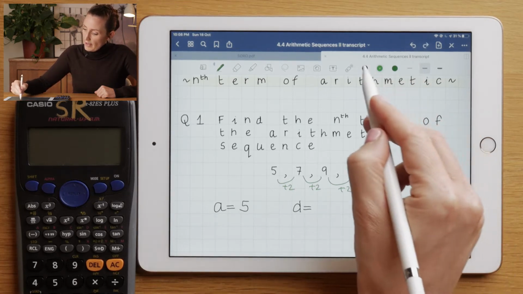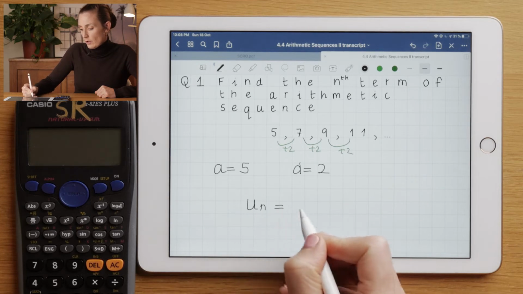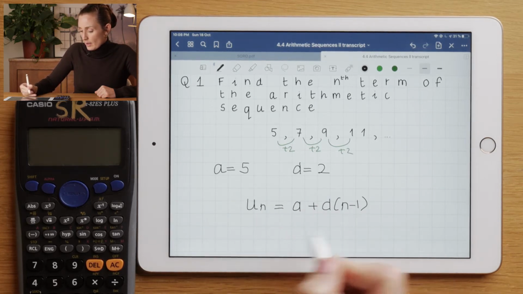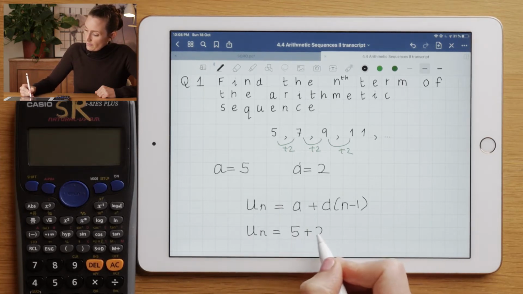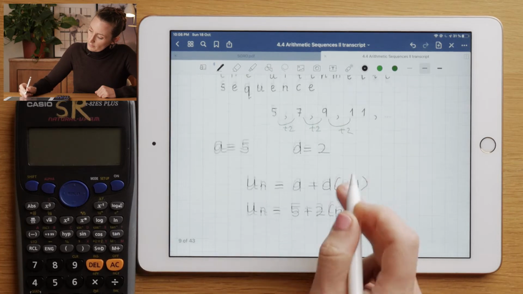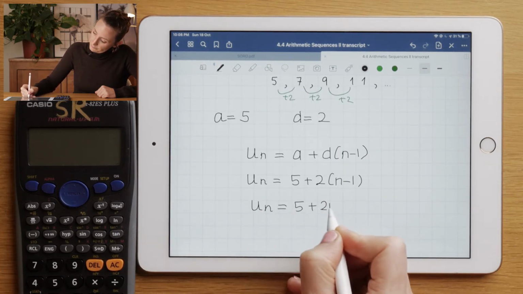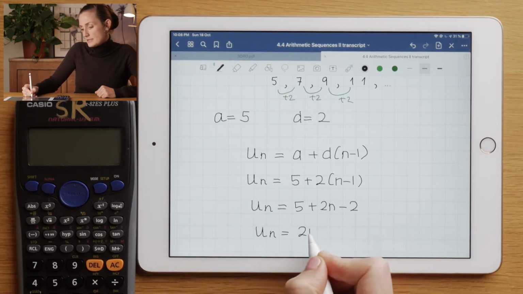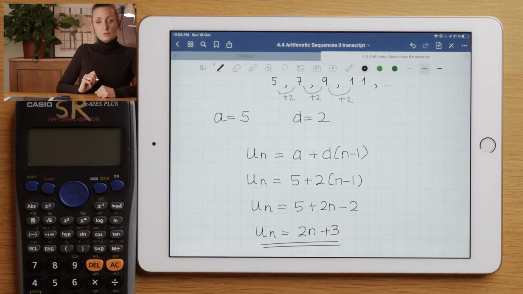Now, to find the nth term, what I want you to do is write down the formula that we looked at or proved previously. And then I want you to substitute in for A and for D. Then you should multiply out the bracket and add together your like terms. And it's as simple as that. You're done.